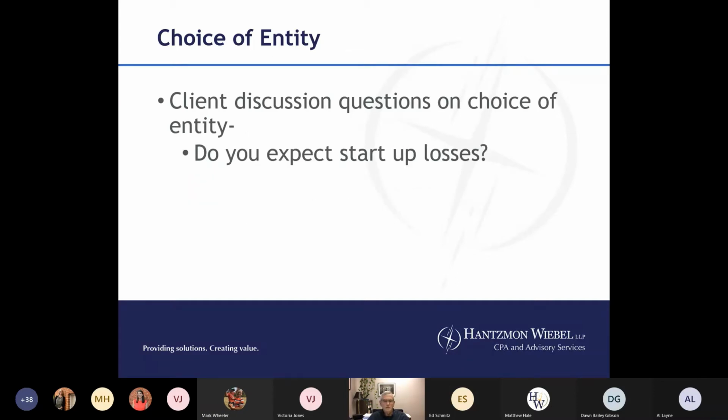Very important question is, do you expect startup losses? Is this business going to make a profit from the beginning, or do you expect some startup losses that it's going to be able to pass through, losses that may be deductible against other income? Again, that's a big factor in your choice of entity.